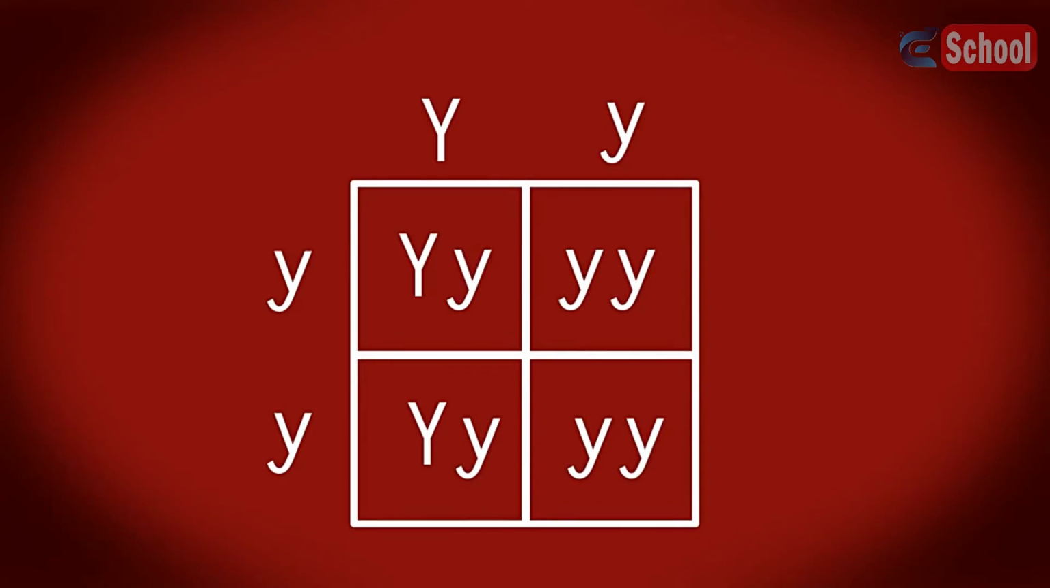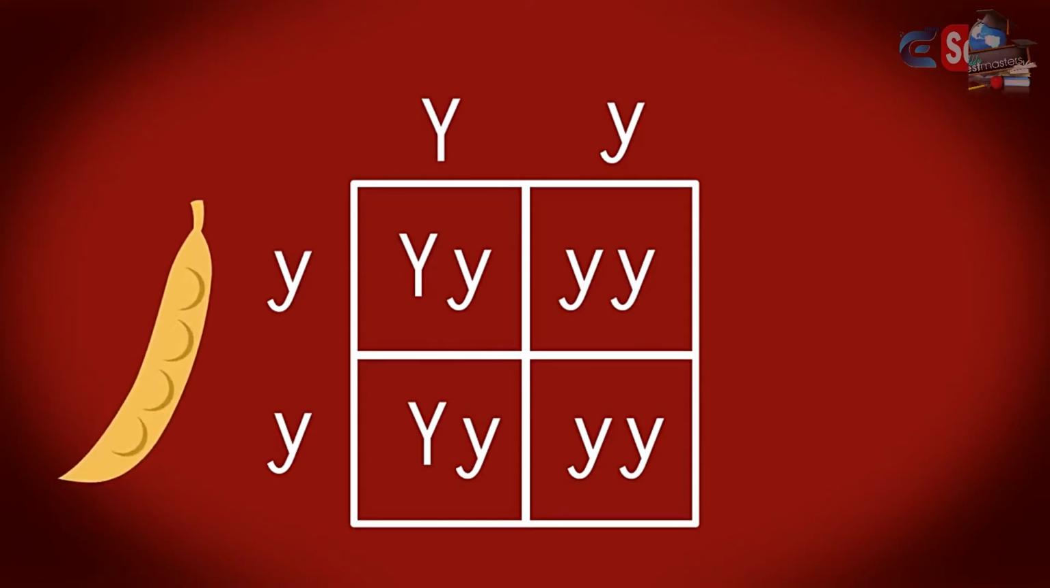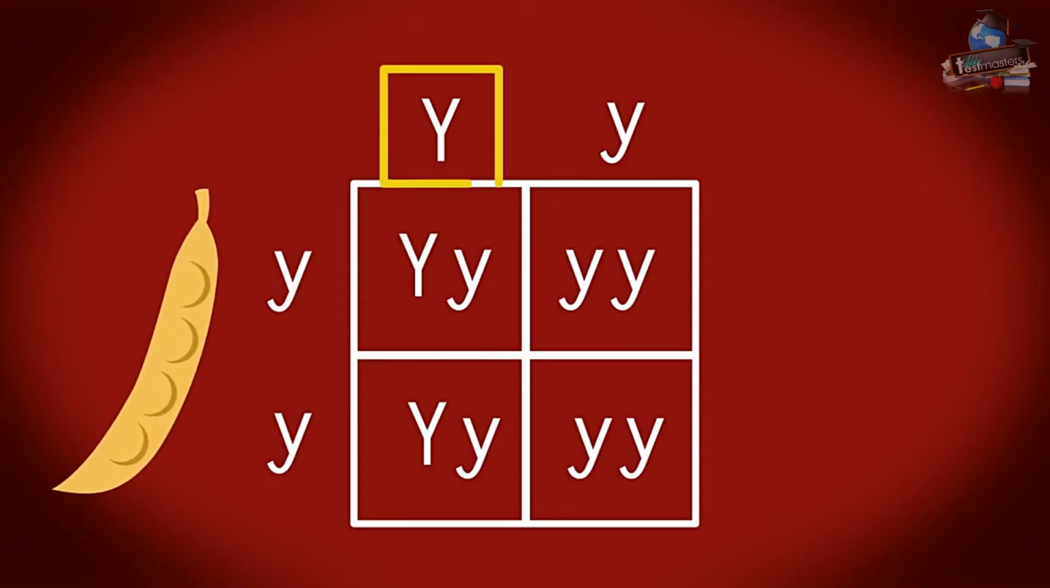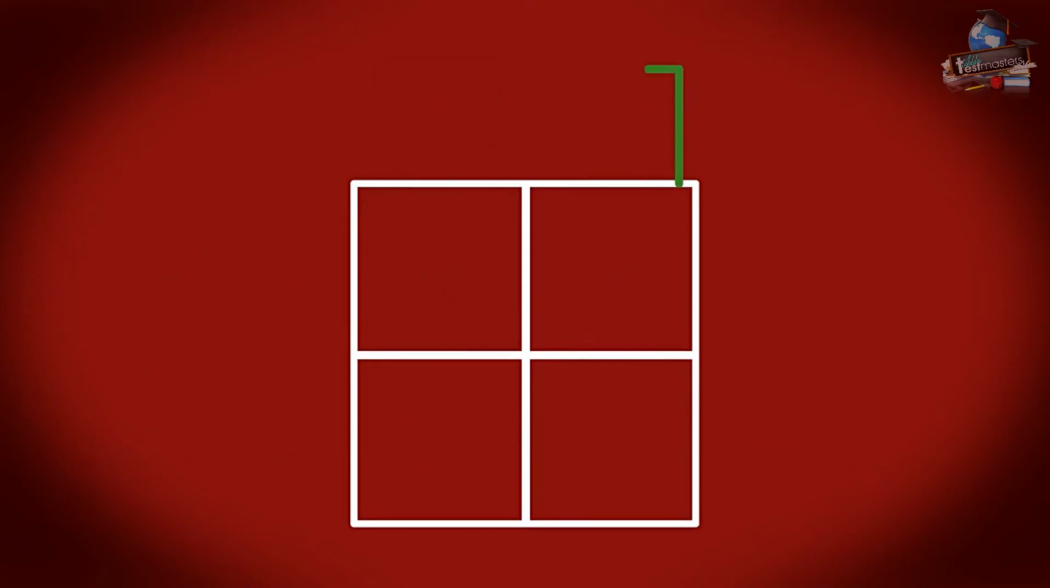The genotype represents the genes of the organism and is shown by two letters. A capital letter represents the dominant form of a gene, or allele, and a lowercase letter represents the recessive form of the gene. So the dominant yellow pea-pod is shown by capital Y and the recessive green pea-pod by little y. Now back to our Punnett squares.